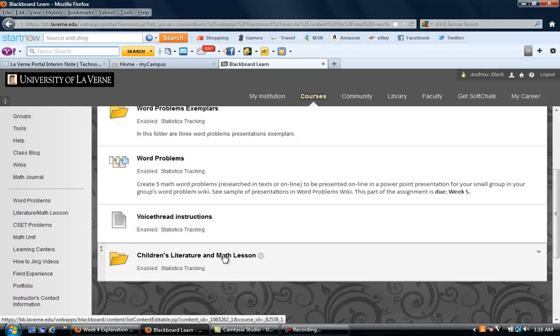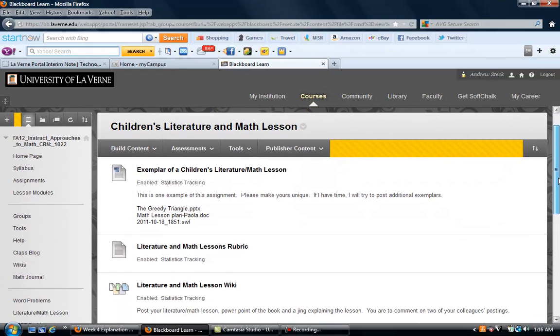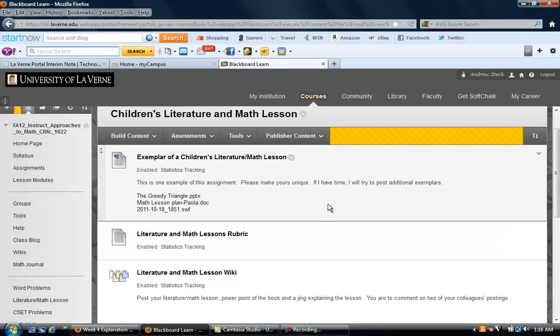The other assignment is the children's literature and math lesson. Here is the folder for that. I'll click on that. In this folder, here is an exemplar. Now in this, you have to develop a math lesson based on children's literature.